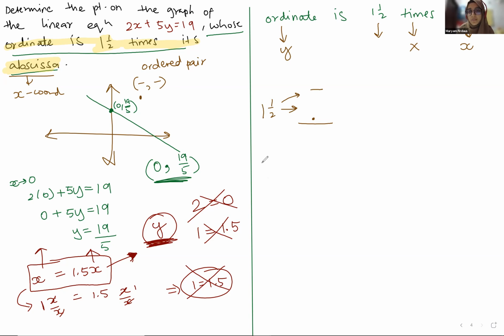How do we convert a mixed fraction to an improper fraction? You guys remember? Forgot. Okay, let's do this together.